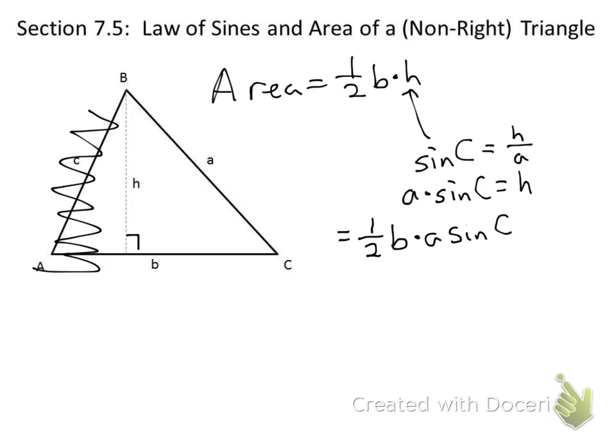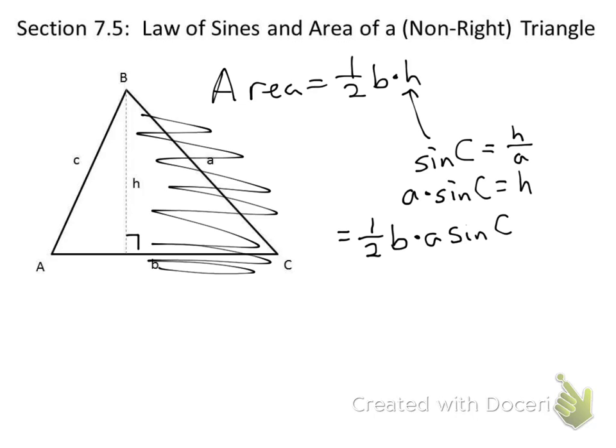Good. Let's say we don't like C. Let's say we like A. Let's start over. Do I have a right triangle on the left-hand side? Cut it in half. Okay. So if I had that, sine of A would be the ratio I'd use. What's the fraction? H over C, which becomes C times sine A equals H, which is another way we can get H.